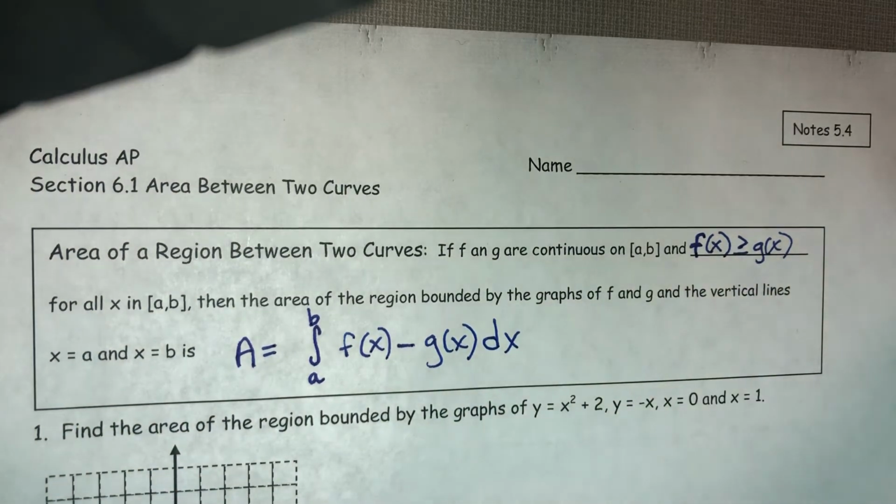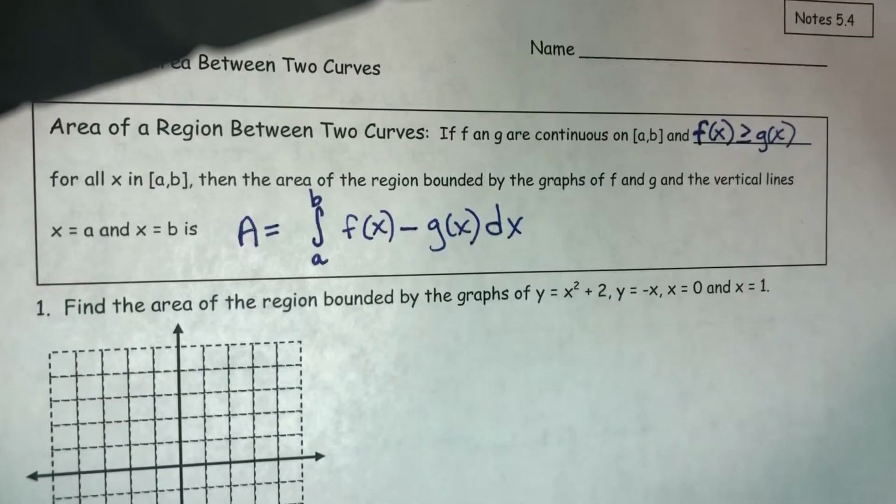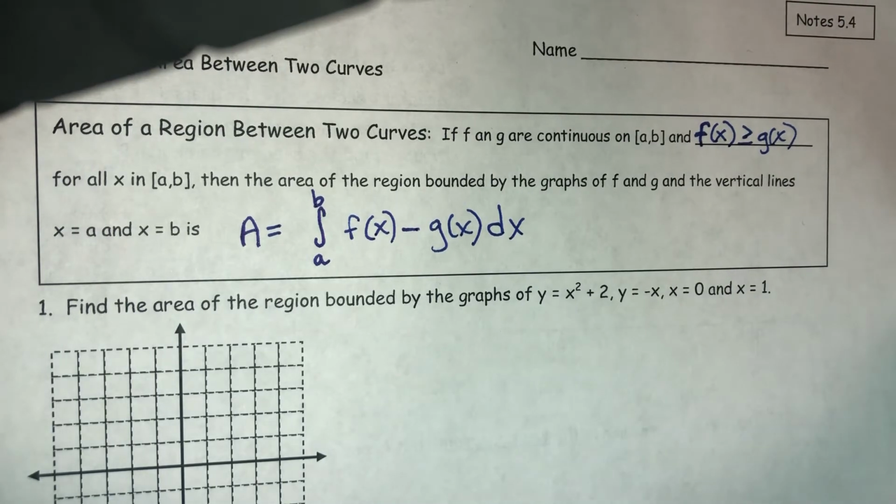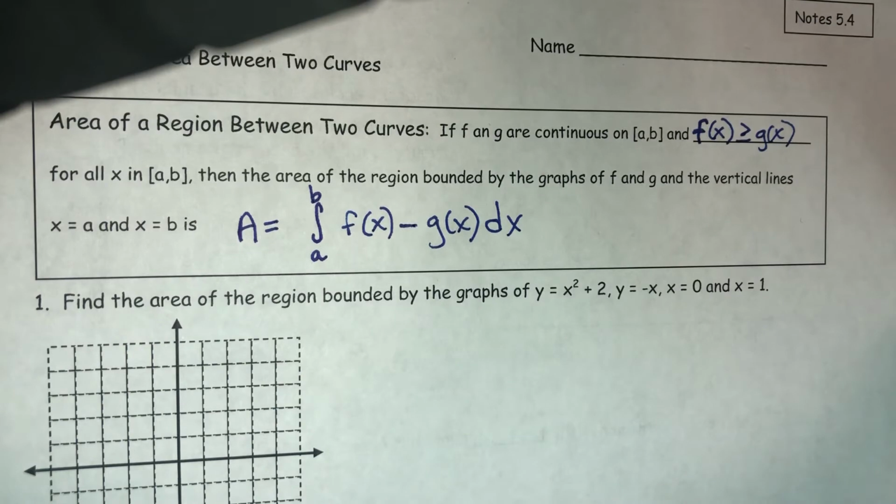Okay? So let's start with problem 1. It says find the area of the region bounded by the graphs of y equals x squared plus 2, y equals negative x, x equals 0, and x equals 1. So the first thing we want to do is sketch the graphs of the region. We don't always have to sketch a graph, but we're going to on this first one to kind of get a visual for what we're doing.